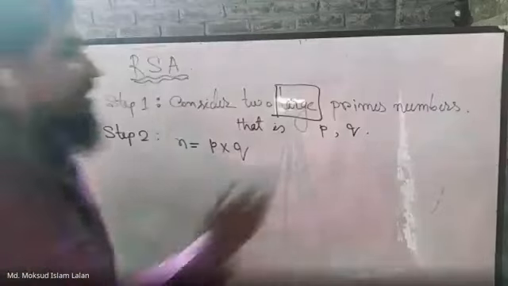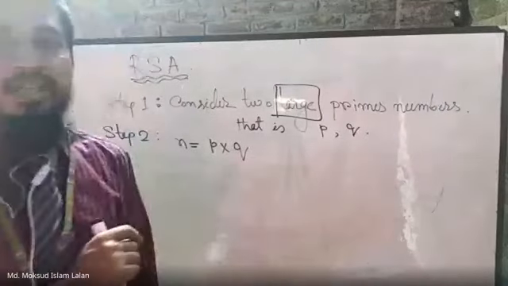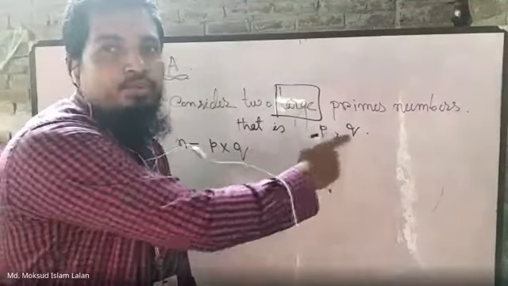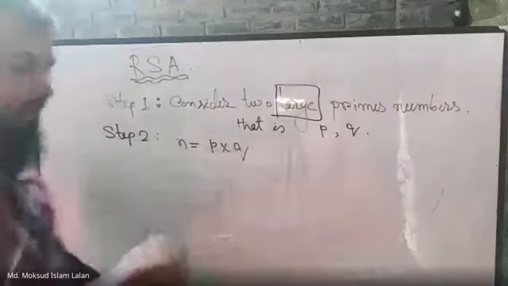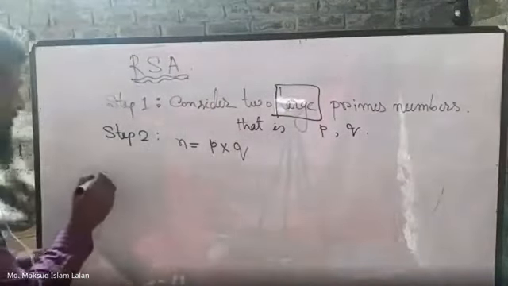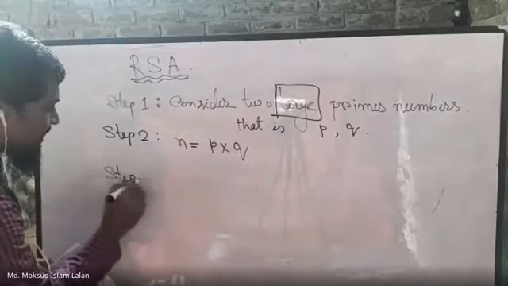Second step: you need to first consider two prime numbers. Then you need to multiply these two prime numbers. Is it clear? Yes, sir.